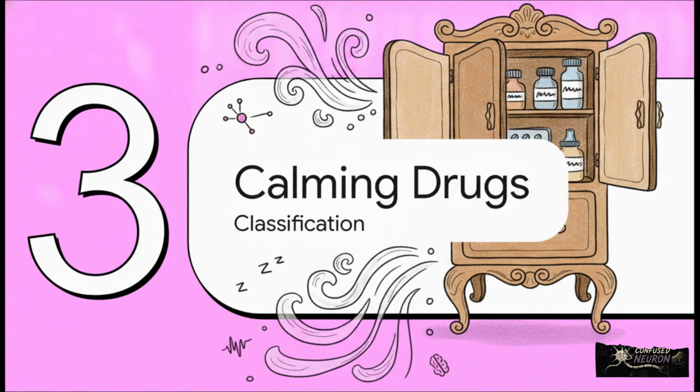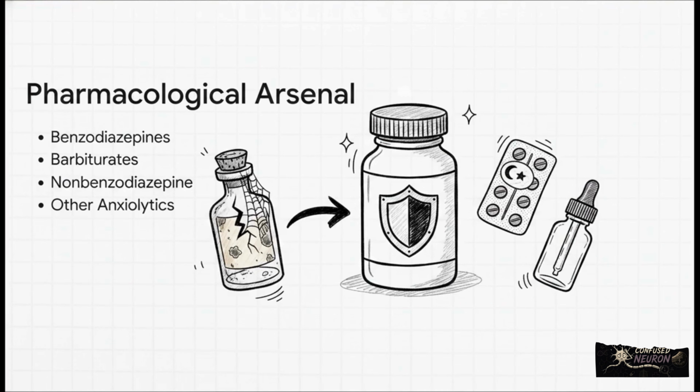Now that we know what a confused hyperactive neuron does to the body, let's transition over to Chapter 3, Classification of Calming Drugs. Let's officially open up the medicine cabinet. Here is our pharmacological arsenal. First up, we've got the heavy hitters, benzodiazepines, like diazepam and alprazolam. Second are the older barbiturates, like phenobarbital.